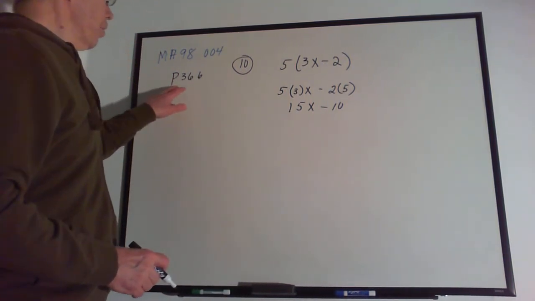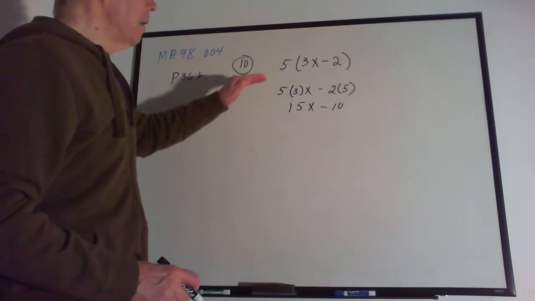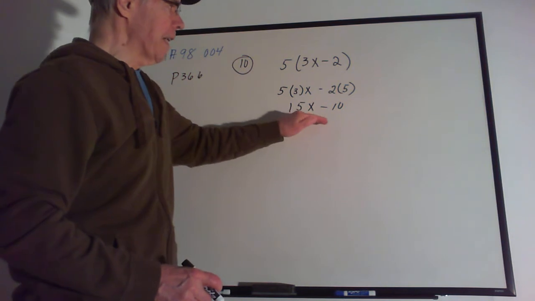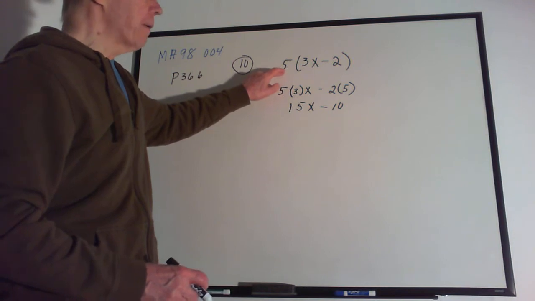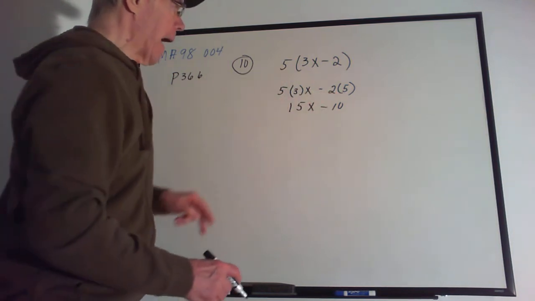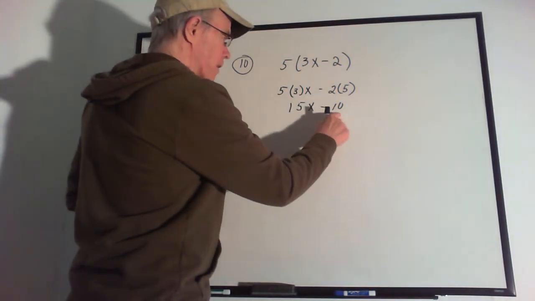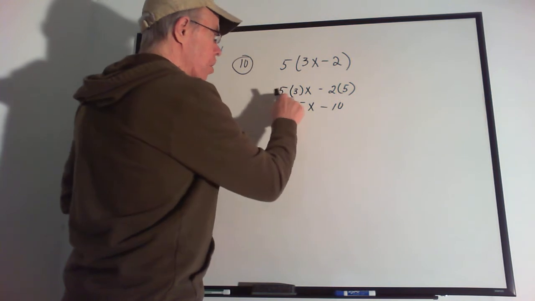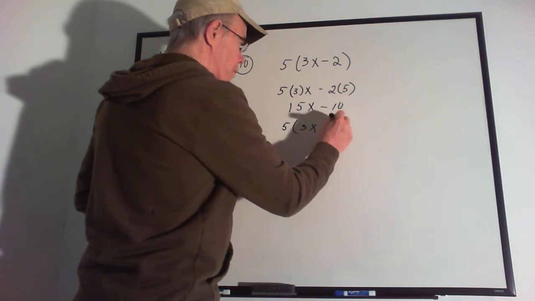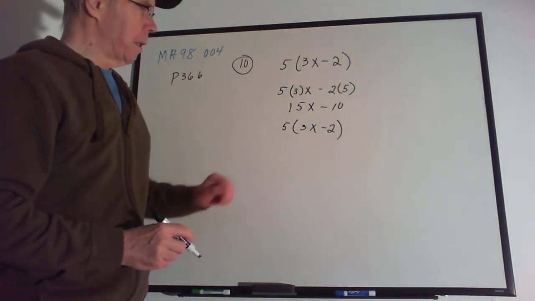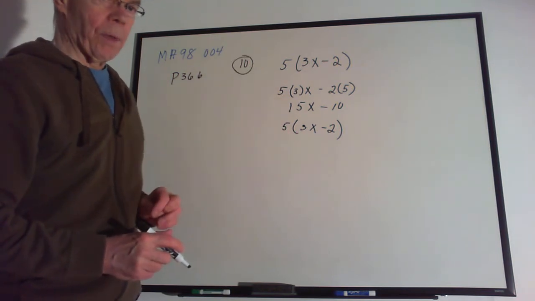All right, I want you to turn to page 366, number 10. If I multiply this through, I'm going to get 15x minus 10. Now I want to go back and put it in this format. So I'm looking for common factors. Well, common factors for 15 are 3 and 5. Common factors for 10 are 2 and 5. The only common factor there is 5. So I'm going to end up with this. So I've given you this. I'm asking you to go back to what we started with.